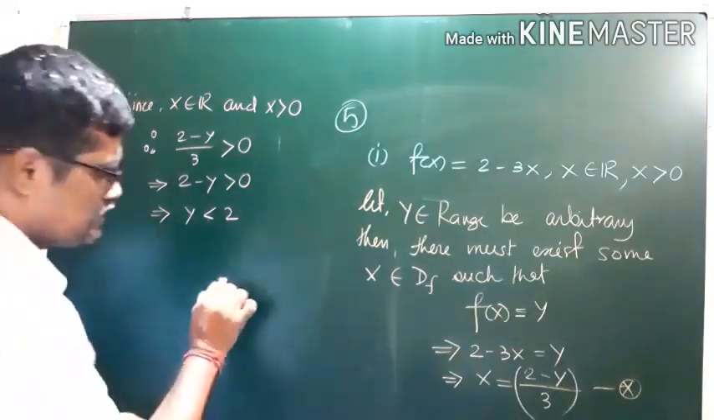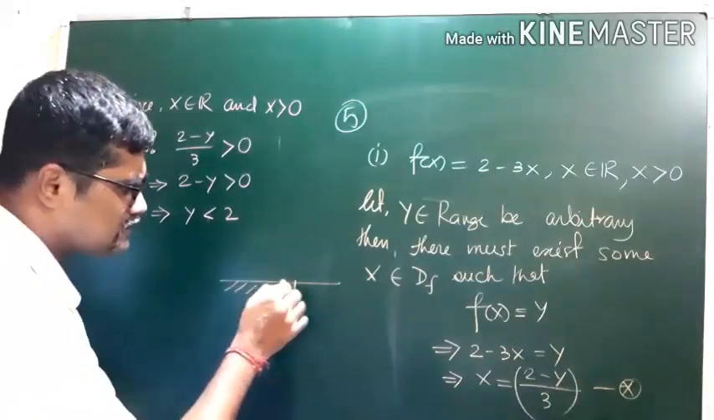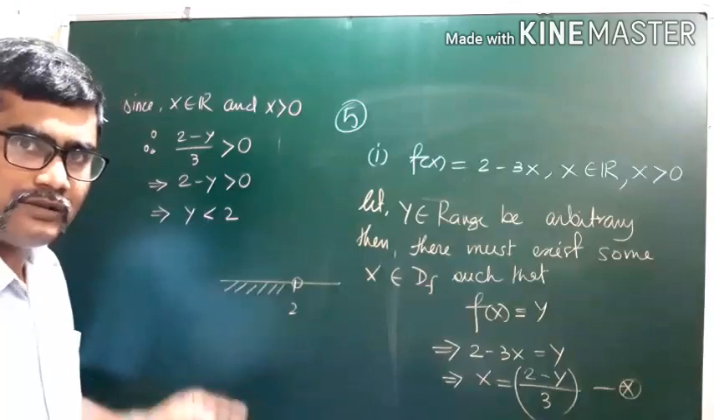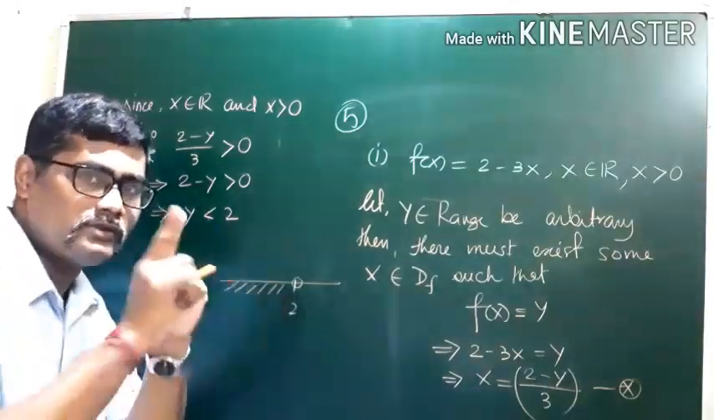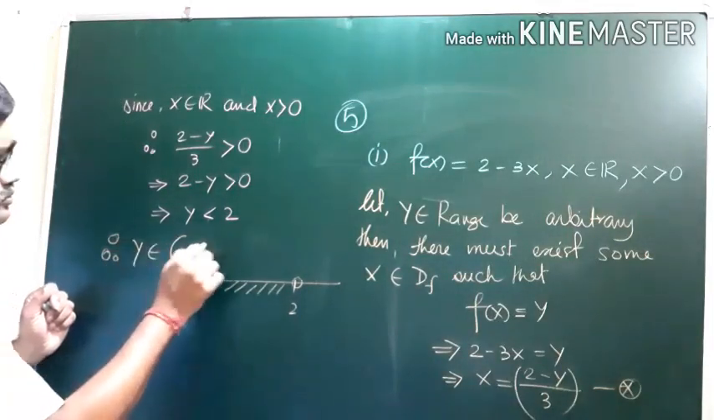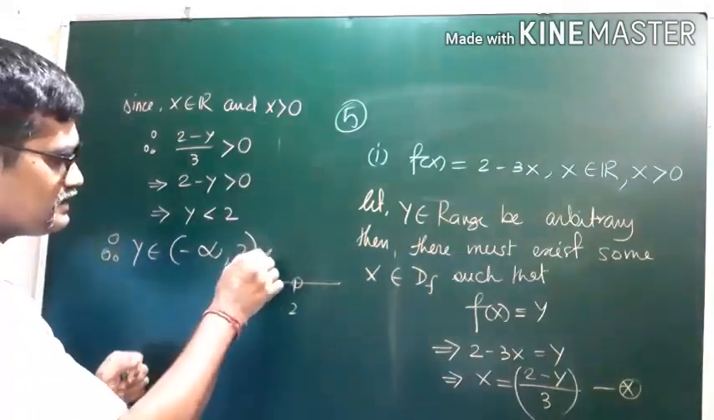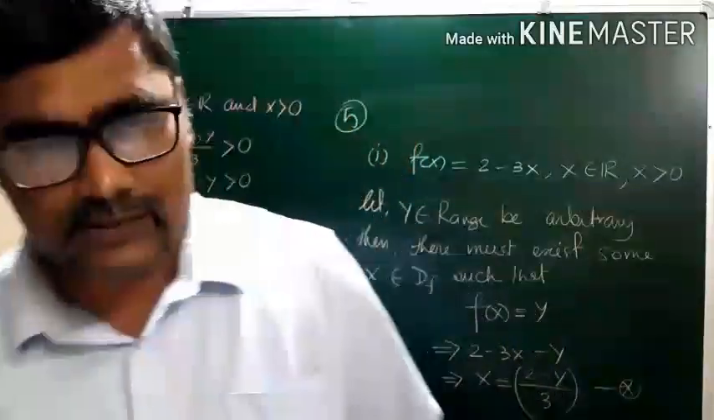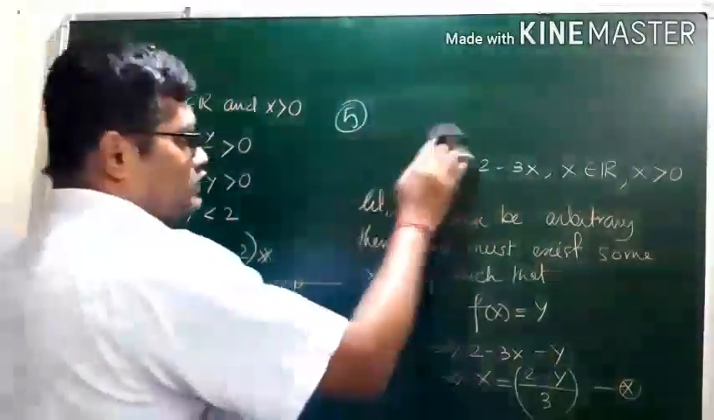Now on the number line, you immediately see it is 2 here. Less than means this side, and it will be an open interval. What does it mean? 2 is not to be included. So you are running from infinity till 2, but you are not reaching 2. So what can I write? y belongs to (minus infinity, 2), open interval. And that's it, that's the range. So this is an easy problem, polynomials. So I'll come to the next question now.